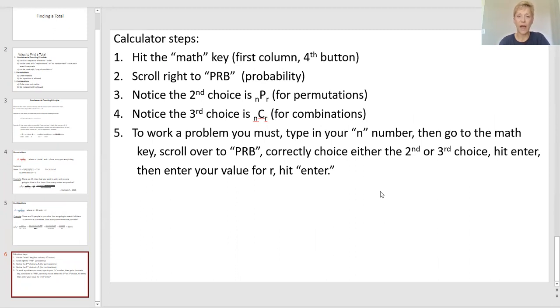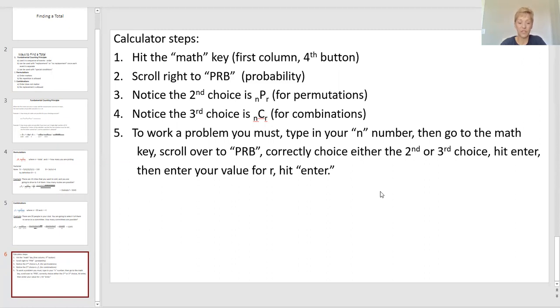All right, on your calculator, on the first column, remember columns go up and down, on the 4th button down, it should say math. So I want you to hit that math key. Now, when you do, across the top, it says math, NUM, CPX, and PRB. I want you to take those arrows and scroll over to the right until you see PRB. When you do, a menu comes up below you.